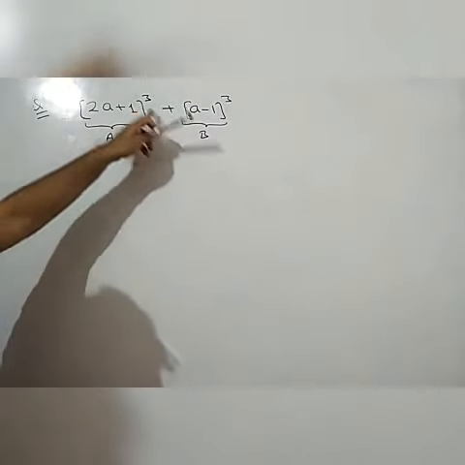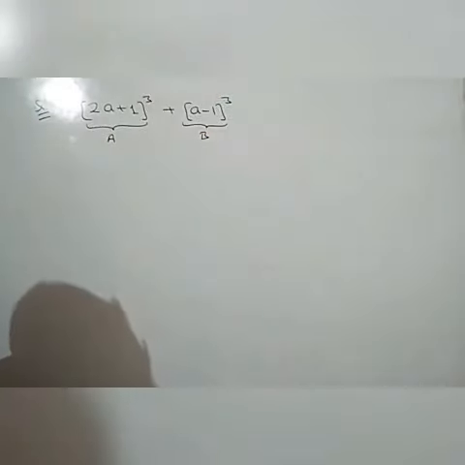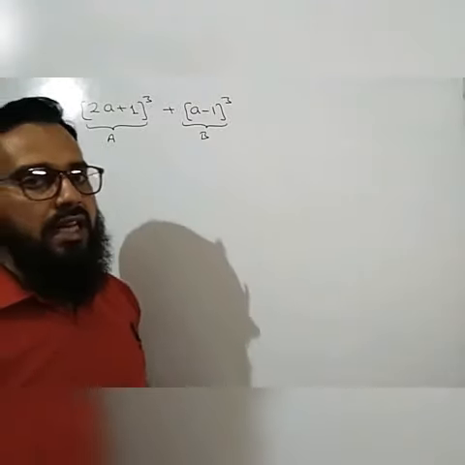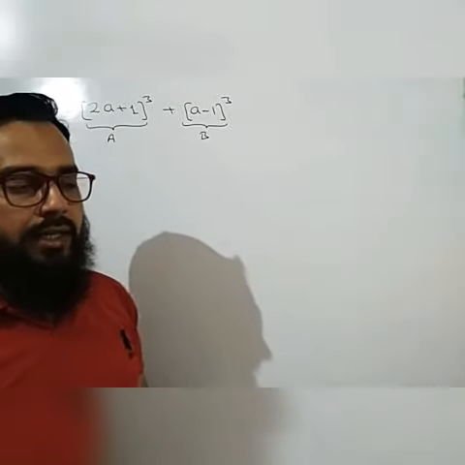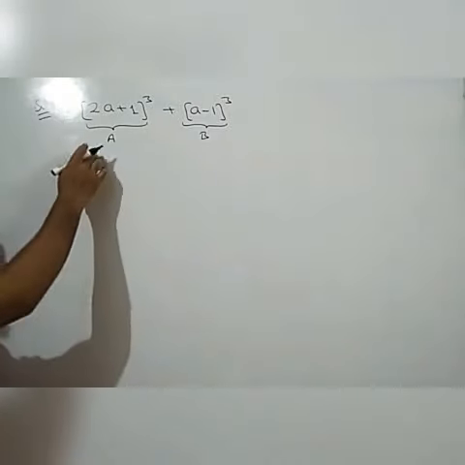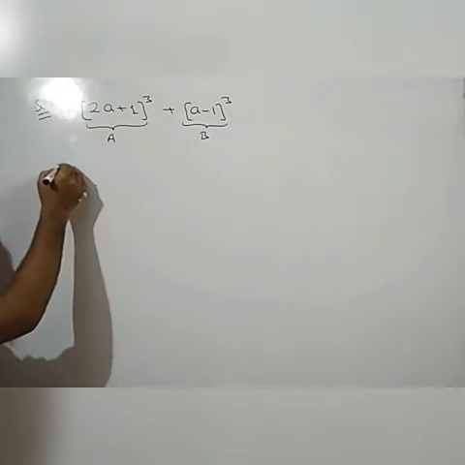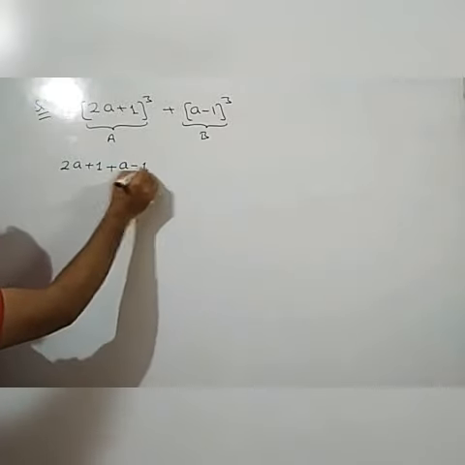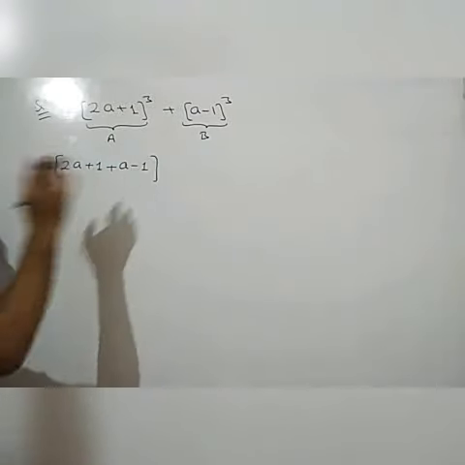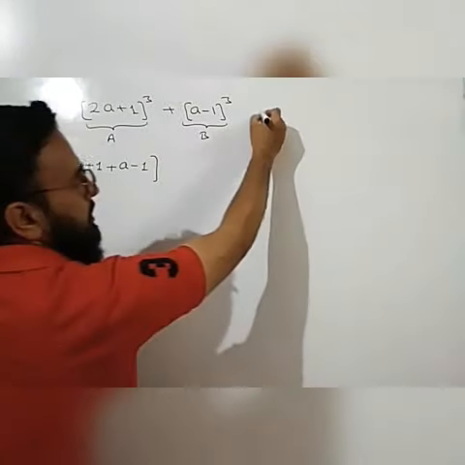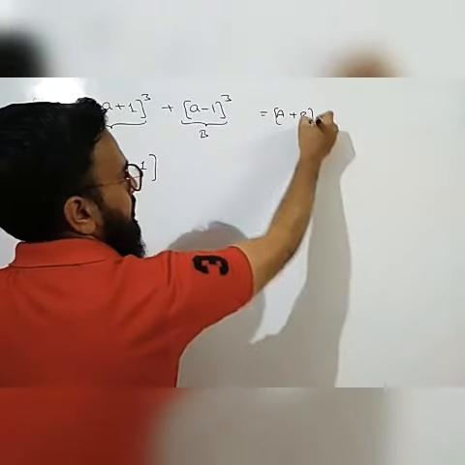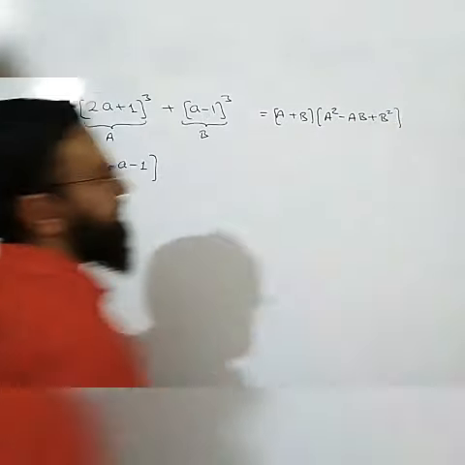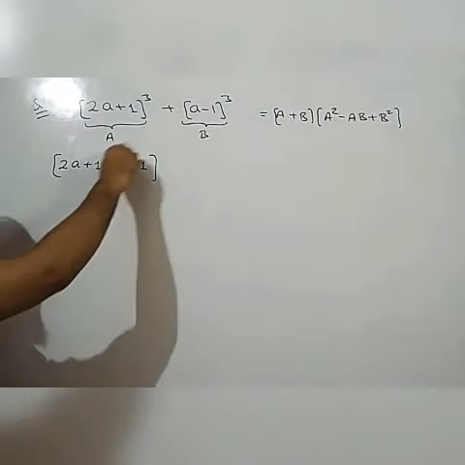So it is written as A cube plus B cube. And what is the formula of A cube plus B cube? It is A plus B in the first bracket, then A square minus AB plus B square in the second bracket. So what will be its value? Its value will be A plus B. What is A? A is 2a plus 1, and B is a minus 1. So the first bracket is A plus B, and the second bracket is A square minus AB plus B square.